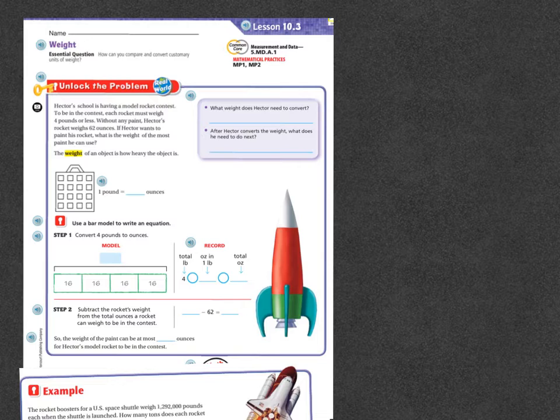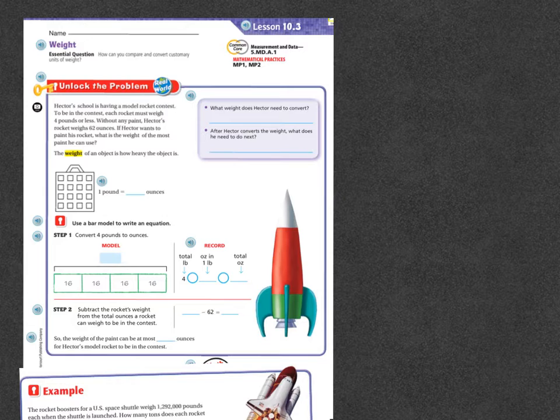Unlock the problem. Hector's school is having a model rocket contest. To be in the contest, each rocket must weigh 4 pounds or less. Without any paint, Hector's rocket weighs 62 ounces. If Hector wants to paint his rocket, what is the weight of the most paint he can use? The weight of an object is how heavy the object is.